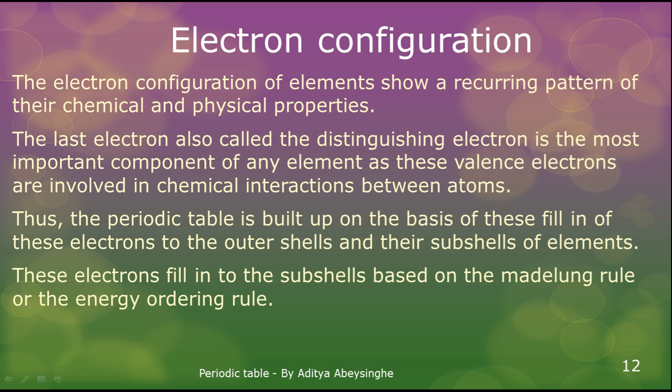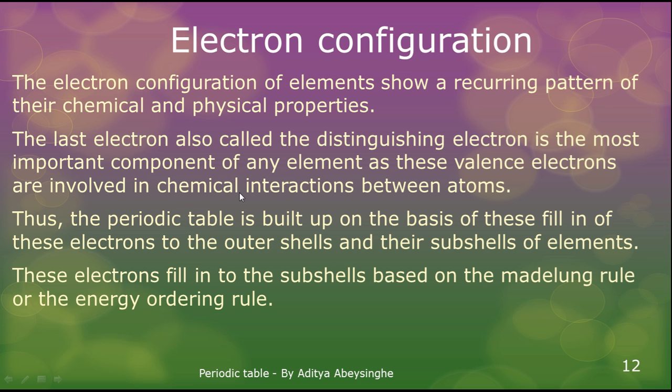The electron configuration is the basis of the modern periodic table. Due to this, the electron configuration of elements shows a recurring pattern of chemical and physical properties. The electron configuration is based on how the electrons fill into the last shell, and hence the last subshell. The last electron, which we also call the distinguishing electron, is the most important component of any element, as these valence electrons are involved in chemical interactions between atoms.